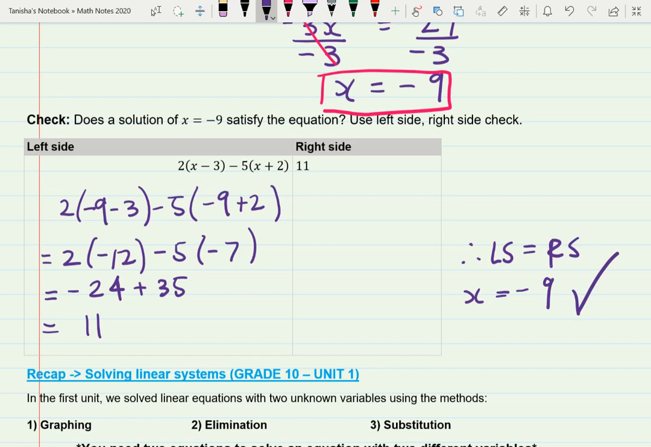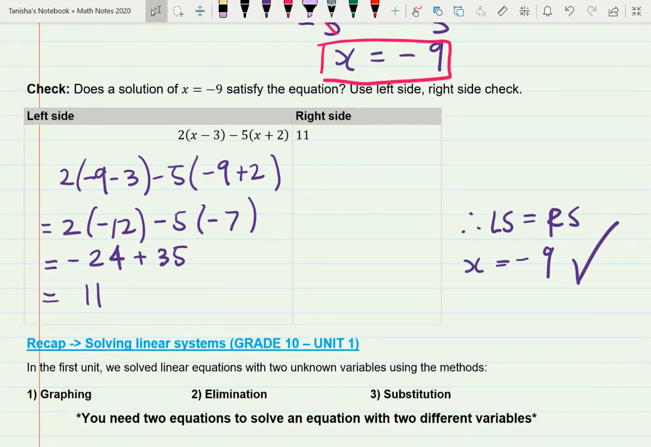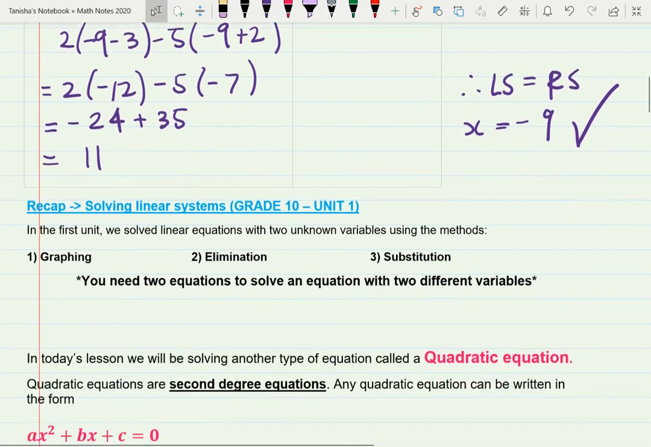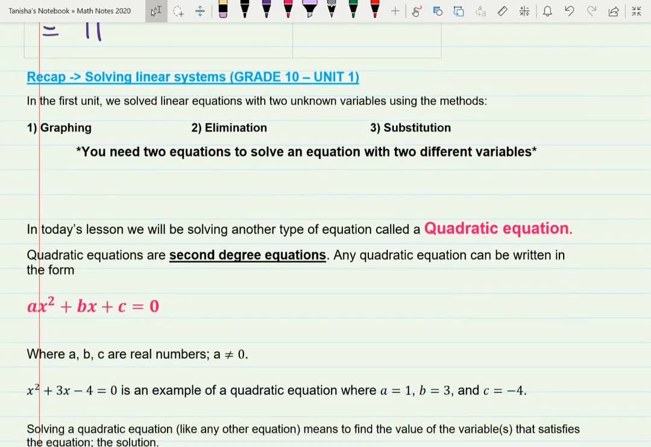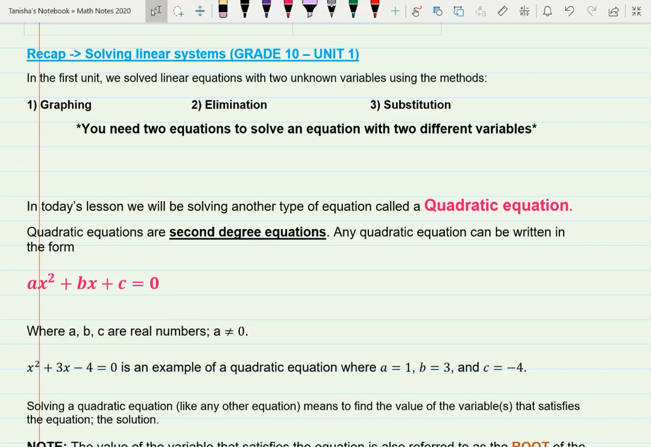If we had input our value of x into the equation and the left side was not equal to the right side, that means that that value of x that we found is incorrect, or we did something wrong above. Okay. So that's what it means to solve an equation. And generally, a linear equation is what we solved, but this applies to any type of equation that we're solving.